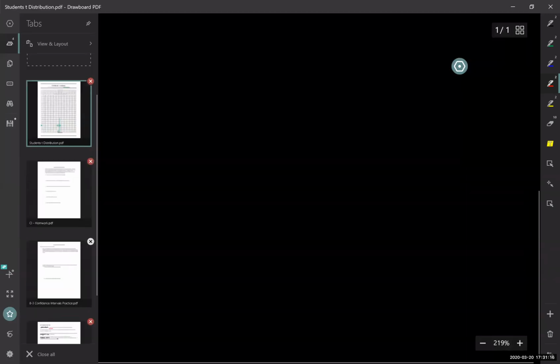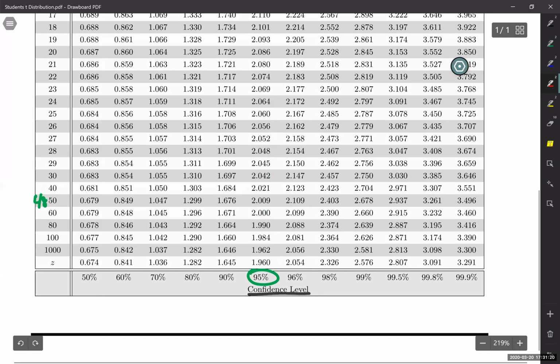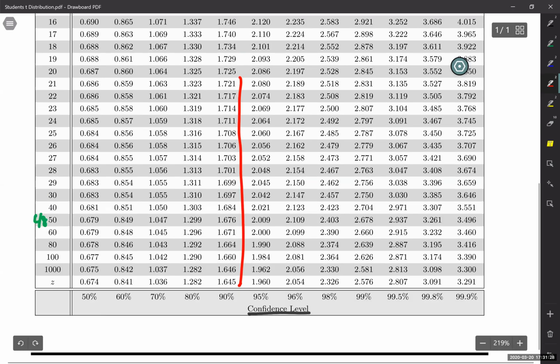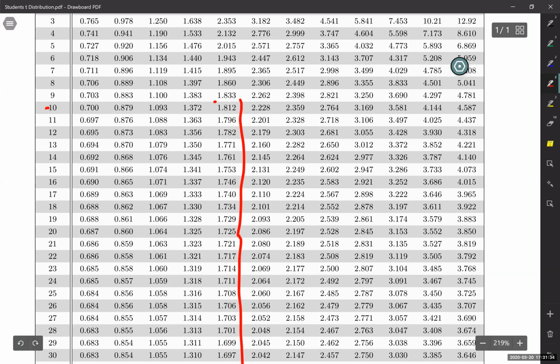Here's my table. I had previously highlighted the 95% column. We're not there anymore. We're in the 90% column. I just draw a line here. You don't need to on yours because you can see your whole page. But when I scroll up, I lose what column I'm on, so I just draw a line so I know what column I'm supposed to be on. But here's 10, 1.812.